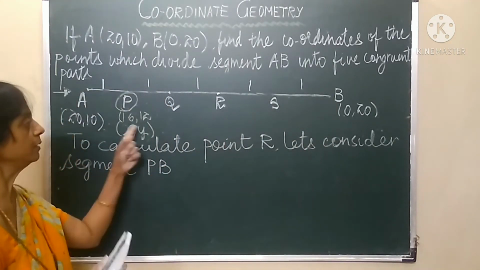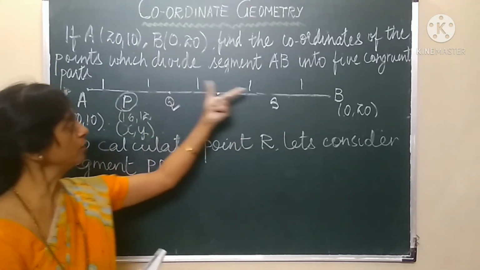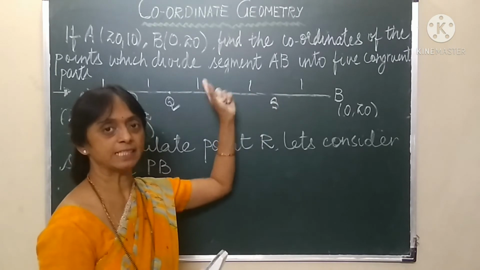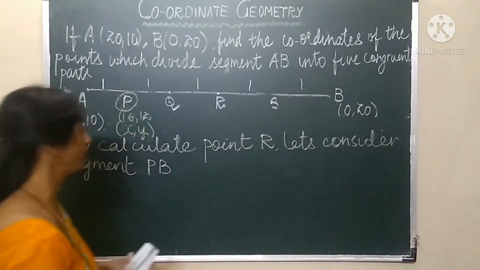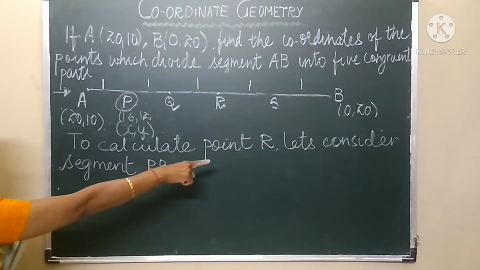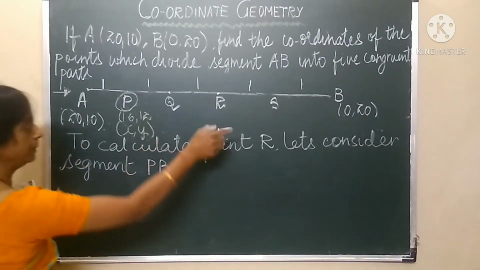Why, children, do we consider PB? Because R becomes the midpoint. The ratio is 2 is to 2, that means m is to n is equal. So we can use directly the midpoint formula. In order to calculate point R, let's consider segment PB.